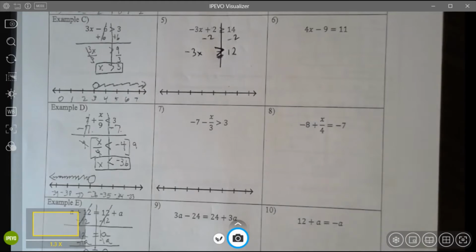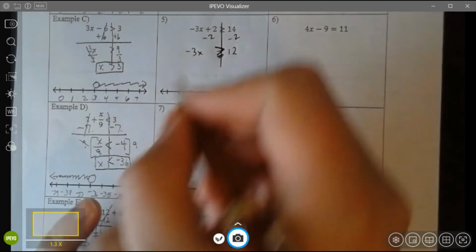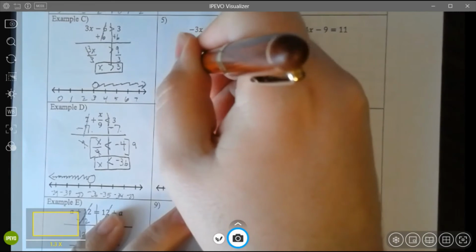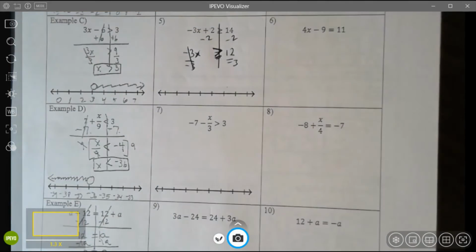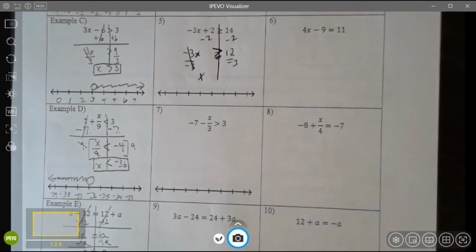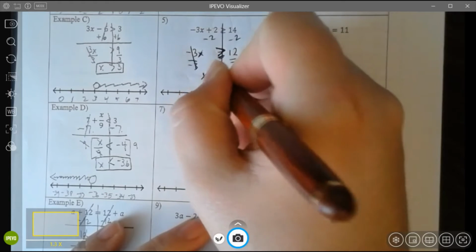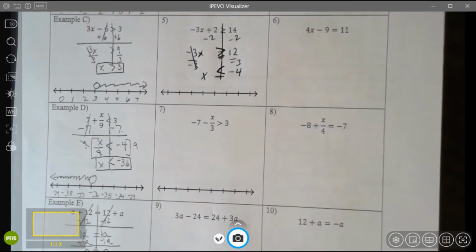Next, now x is not by itself. There's a -3 in front and it's being multiplied. So to undo multiplication, you need to divide. So divide both sides by -3. When you do that, these -3's cancel out, and you get x on this side. And something interesting happens when you divide both sides by a negative: you flip the inequality sign. So instead of bigger than or equal to, it's now going to say less than or equal to. Then 12 divided by -3 is -4. So x is less than or equal to -4.